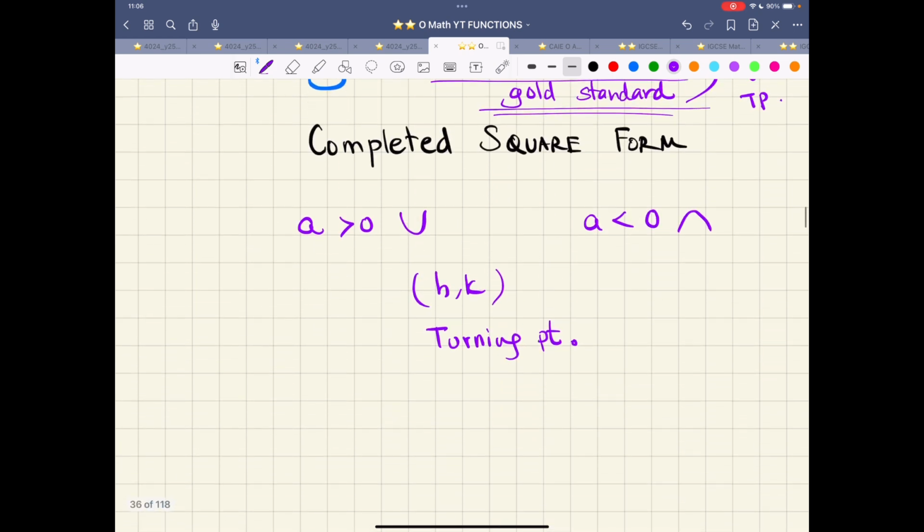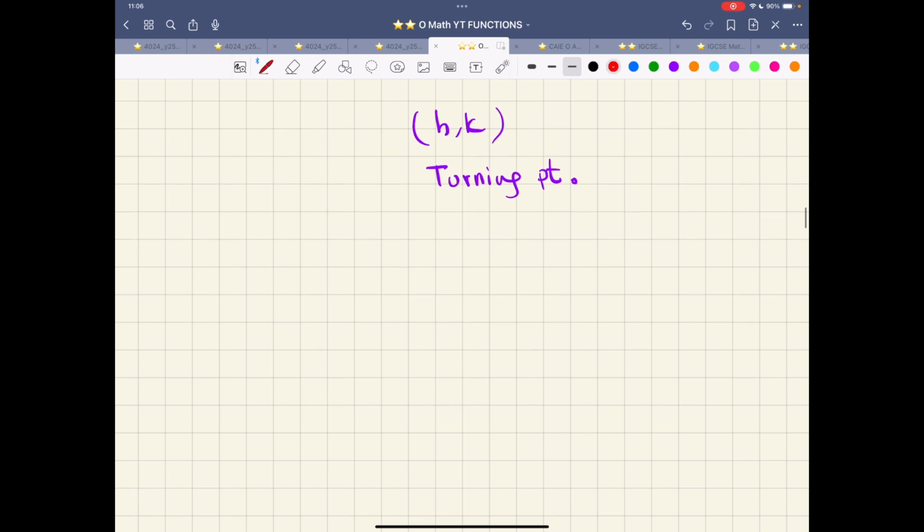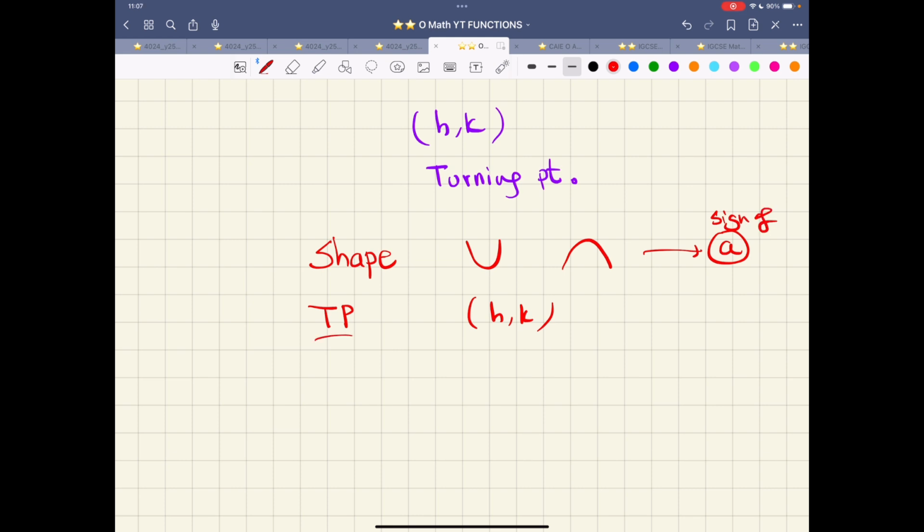So when we talk about this thing, there are two things that we consider. We talk about the shape. It could be this or it could be this. And we talk about the turning point, so that is h comma k. The shape is dependent upon the value of a, the sign of a. The sign of a determines the shape and the turning point is h comma k.